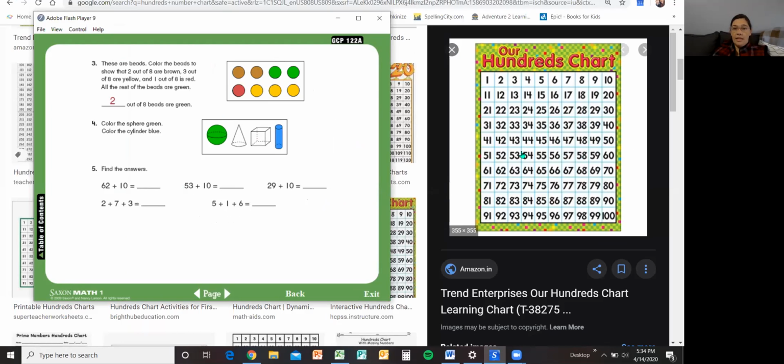And so we see 62 plus 10. Well, when we add 10, we're going to go down to the next set of 10s. And that's easy to see on a hundreds number chart. So 62 plus 10 is what? 72. Okay, let's look at the next one. 53 plus 10. So here's my 53. I'm going to go down to the next one.